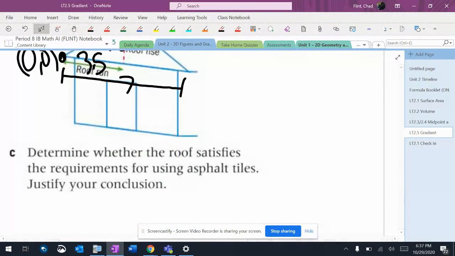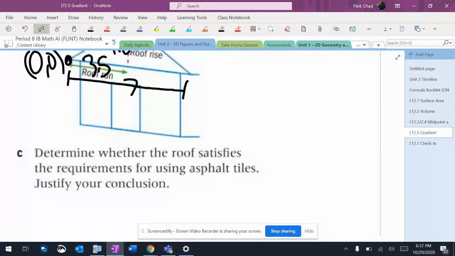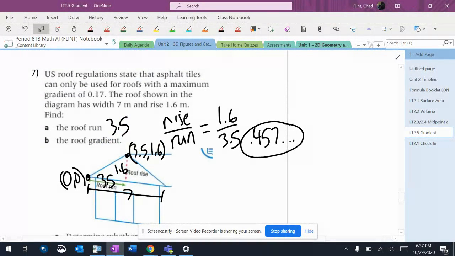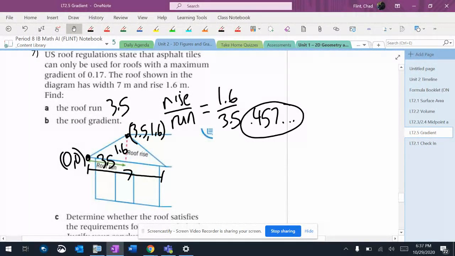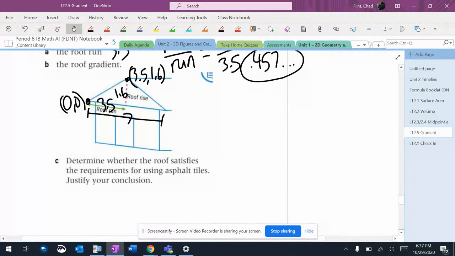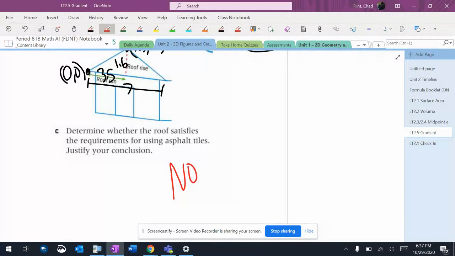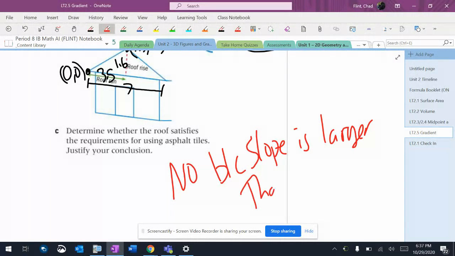So then C says determine whether the roof satisfies the requirements for using asphalt tiles. Well, the maximum gradient is 0.17. That is definitely above the maximum. So no, because the slope is larger than 0.17. 0.17 is a fairly flat roof, and this roof that they've got here is fairly steep. So these would not meet the requirements for that situation.